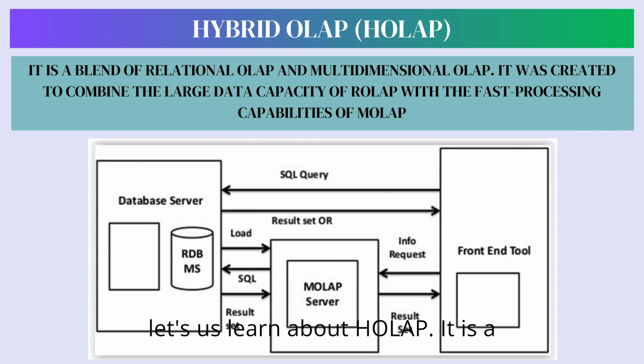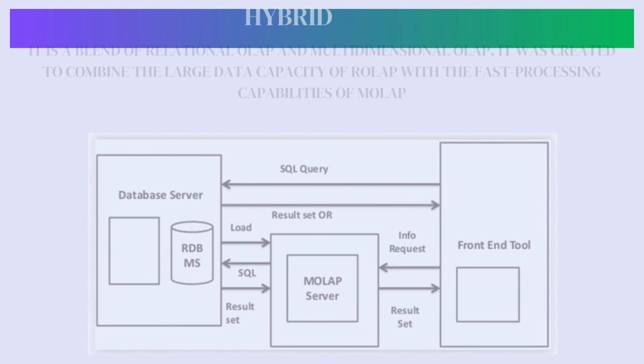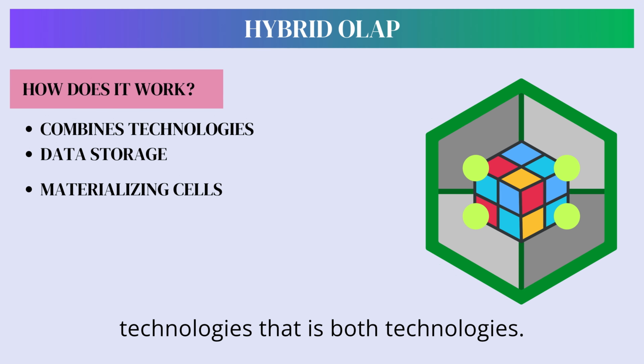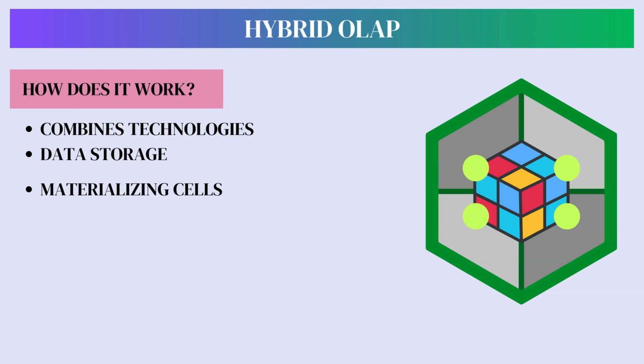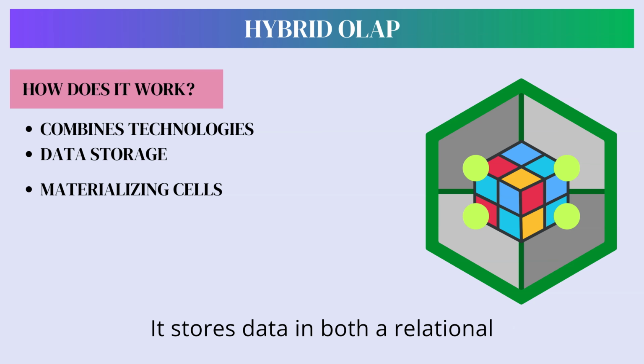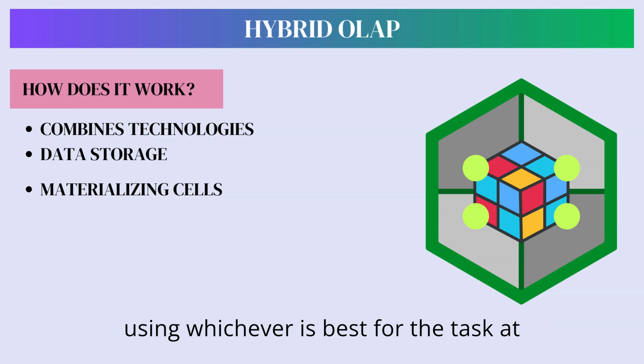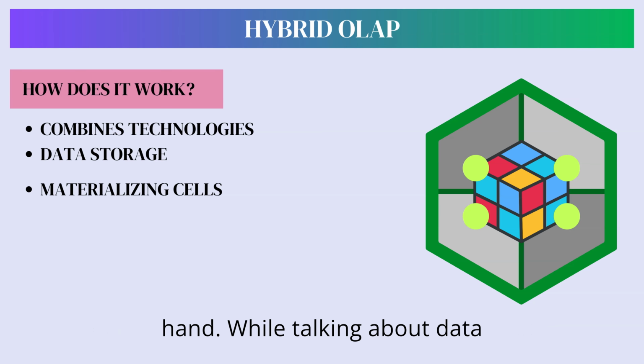Now let us learn about HOLAP. It is a blend of relational OLAP and multidimensional OLAP. It was created to combine the large data capacity of ROLAP with the fast processing capabilities of MOLAP. How does it work? It combines technologies, that is, both technologies. It stores data in both a relational database and a multidimensional database, using whichever is best for the task at hand.